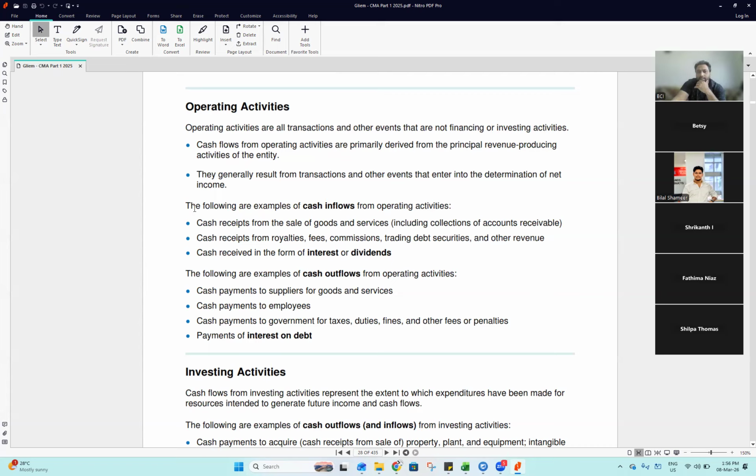The following are examples of cash inflows from operating activities: cash received from sale of goods and services, including collections of receivables; cash received from royalties, fees, commissions, trade debt securities, and other revenues; and cash received in the form of interest or dividends. Cash outflows are cash payments to suppliers for goods and services, cash payments to employees, cash payments to government for taxes, duties, fines, etc., and payment of interest on debt.